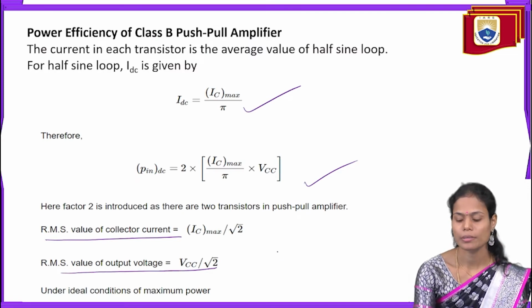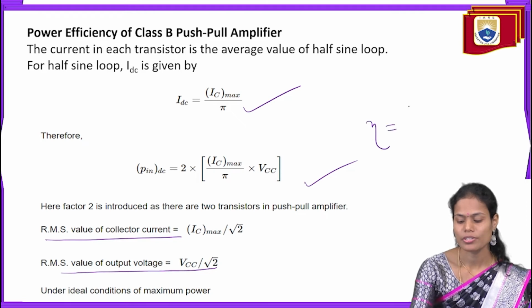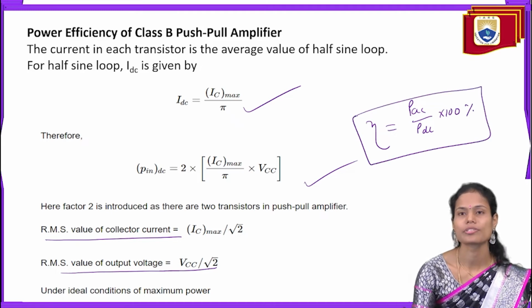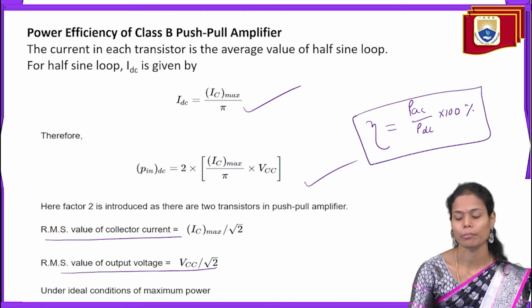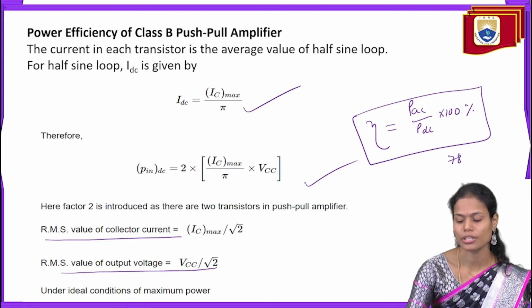So after finding the AC power, we need to find the efficiency, that is PAC by PDC into 100. So that one will give the efficiency of the Class B push-pull amplifier. So almost it will get 78 to 80%.